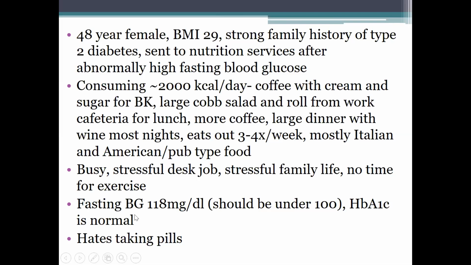Here we've got some biochemical data. That's what her fasting blood glucose was. So we know that it's on the high side, so she's trending towards diabetes. Her hemoglobin A1C is normal. That would indicate that she doesn't have full-blown diabetes yet. She does not like taking pills, so maybe she's one that's willing to do some lifestyle modifications to help prevent diabetes.